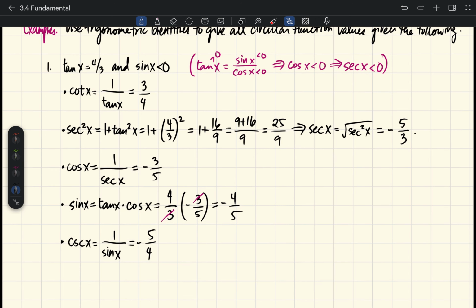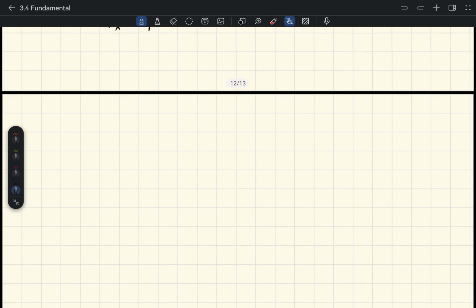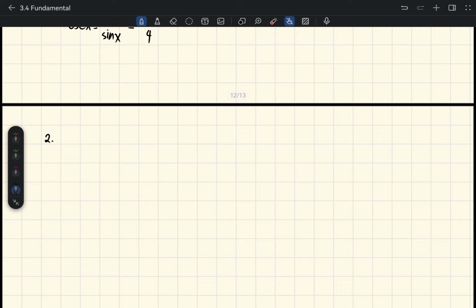Is this clear? So let's proceed to the second example. This time you are given secant theta equals 2 square root of 3 over 3 and 0 less than or equal to theta less than or equal to pi. Okay? So what are our observations?